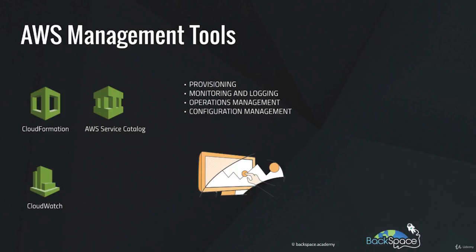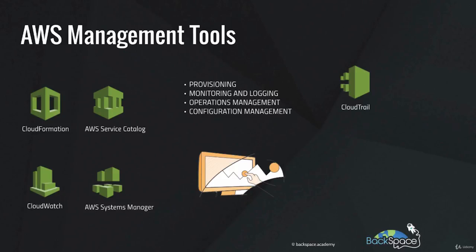AWS Systems Manager provides a unified user interface that allows you to view operational data from multiple AWS services and to automate tasks across your AWS resources. That helps to shorten the time to detect and resolve operational problems.